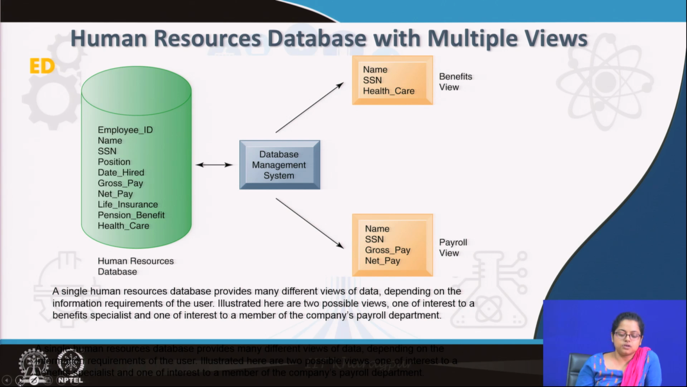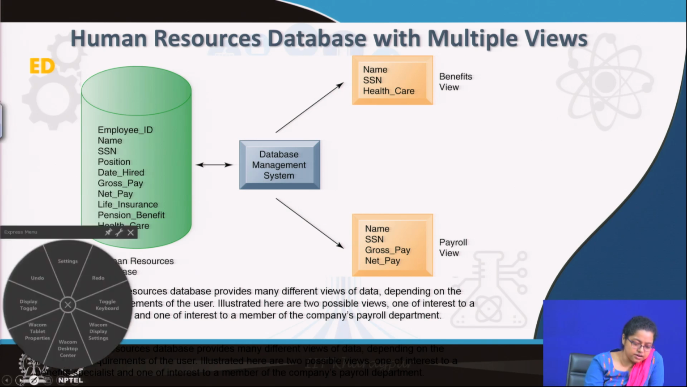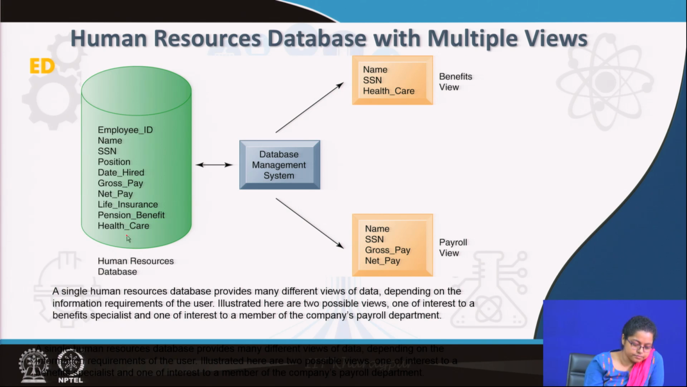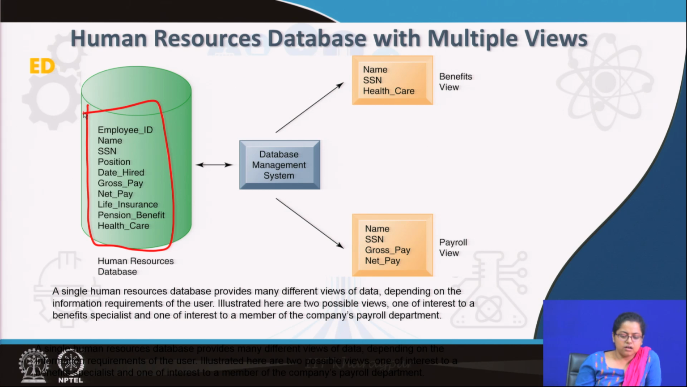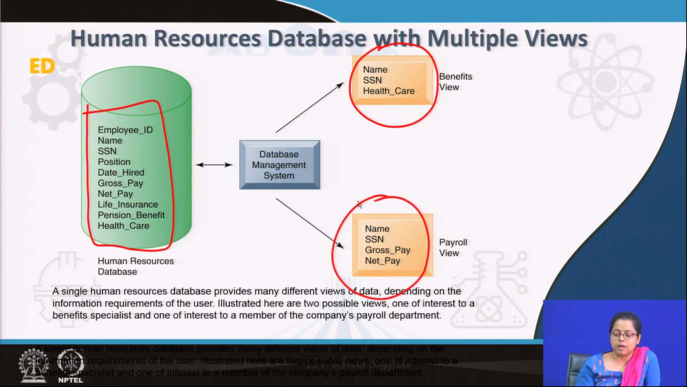So in this particular human resources database, we see a database which has details about employees such as employee ID, name, social security number, position, date hired, gross pay and a lot of other details. Now, there are two clear applications here.